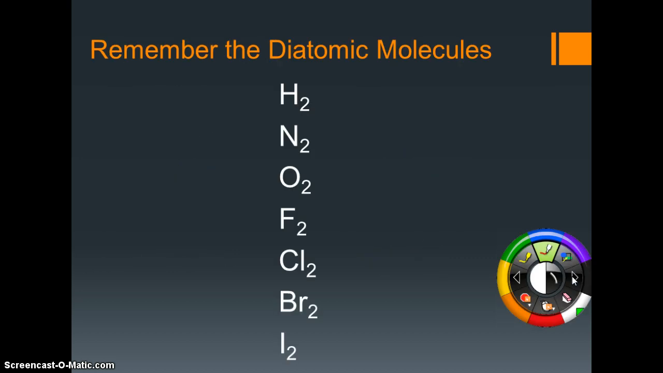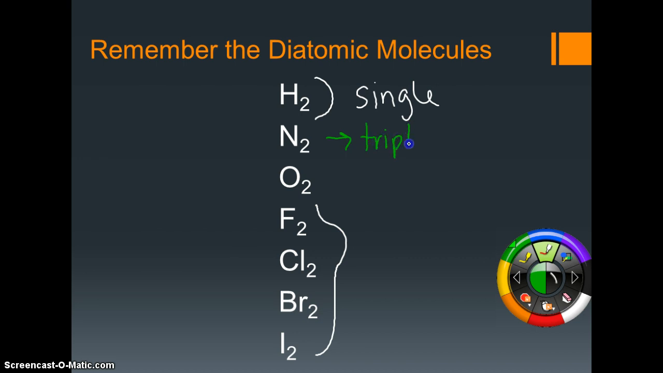Okay, so remember your diatomic molecules: hydrogen, nitrogen, oxygen, fluorine, chlorine, bromine, and iodine. Most of these are going to be single covalent bonds. All of these guys and hydrogen are single. Nitrogen is going to be a triple, and oxygen is going to be a double. So when they're paired up together, hydrogen, fluorine, chlorine, bromine, and iodine are all going to form a single bond. Nitrogen gas is going to have a triple bond, and oxygen gas is going to have a double bond.